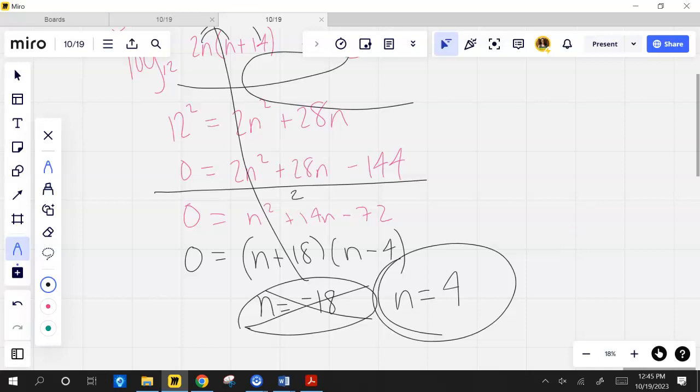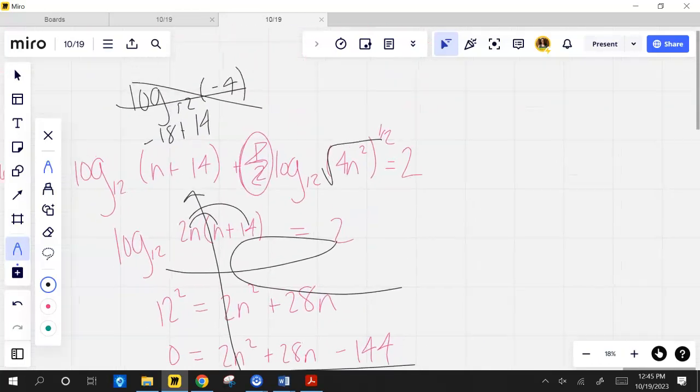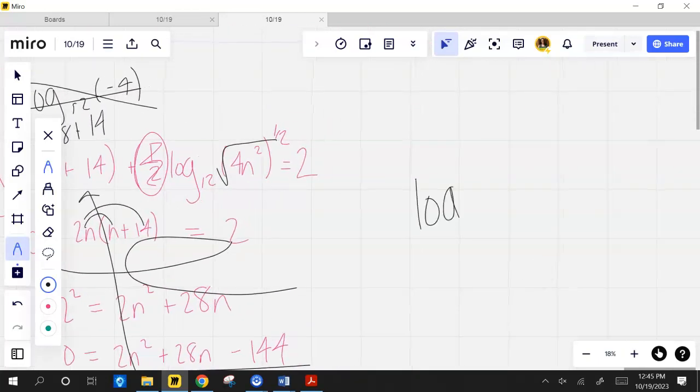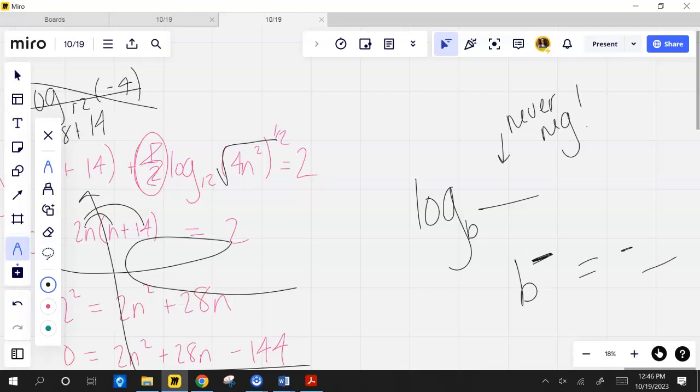Because if you plug it back in, it doesn't work because it's negative 18. The thing with a log is this can never be negative. Right? Because no matter what the number is, guys, there's nothing I can put here to make it equal a negative number.